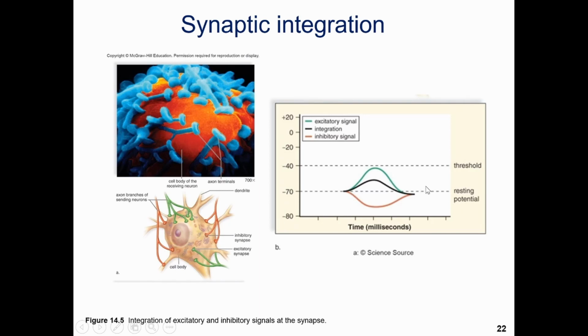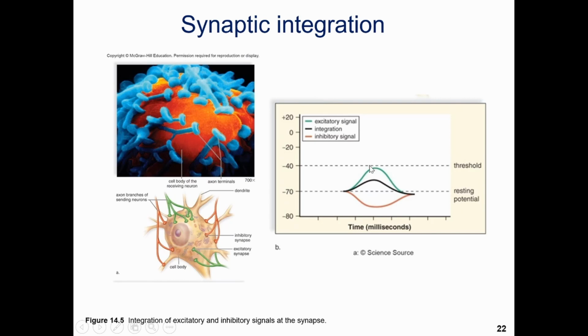And we see here's our resting potential. Here's our threshold. We have to pass that threshold in order to send that excitatory signal. We have a lot of inhibitory signals. We have some excitatory signals. And if we integrate, we take the summation of both, we don't quite reach that threshold. And so we won't send an excitatory signal here.